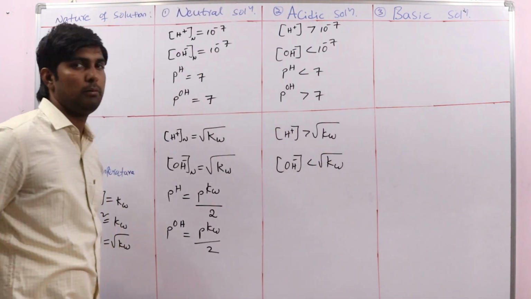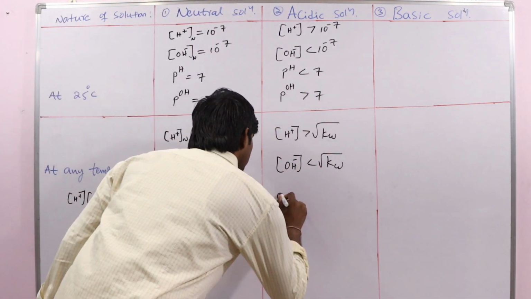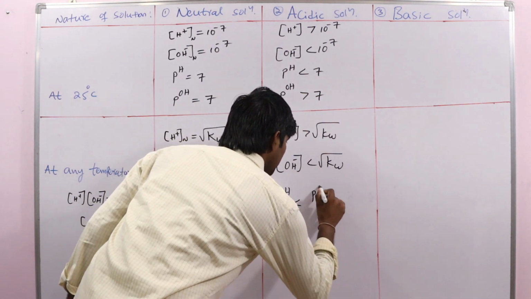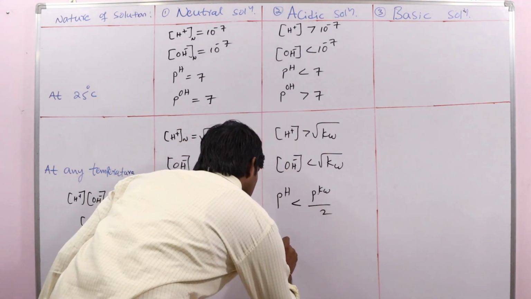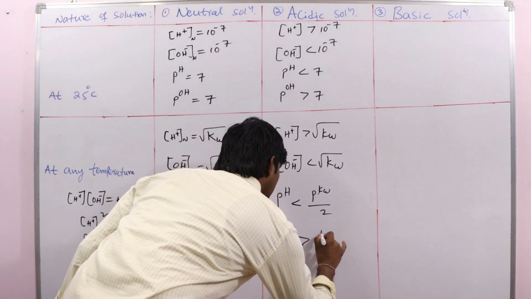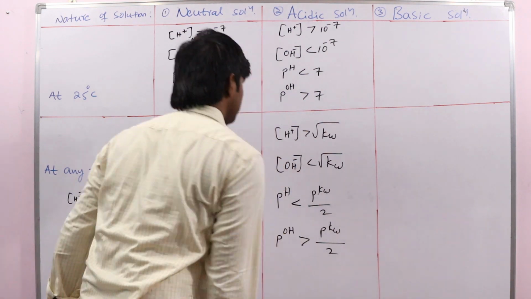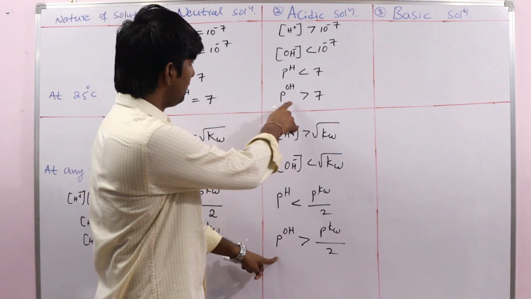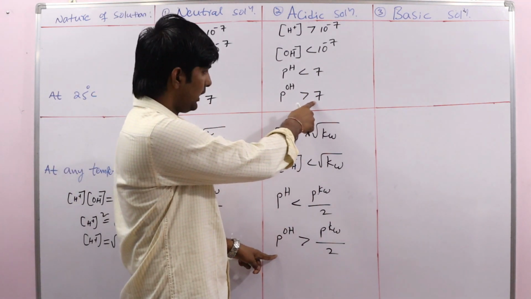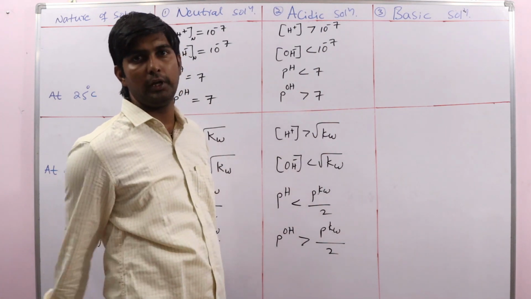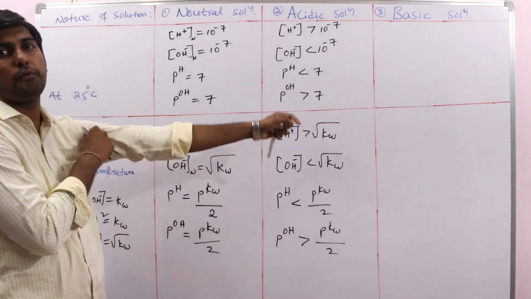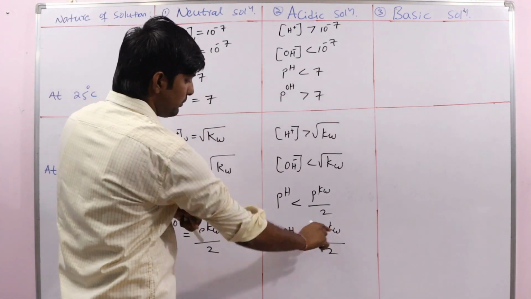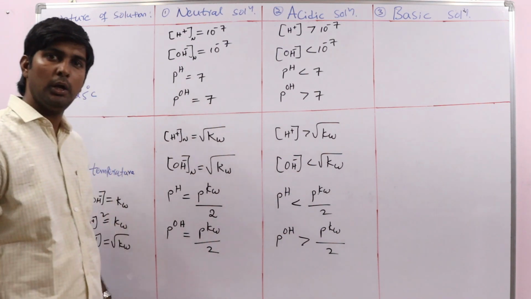So therefore pH is less than pKw by 2 and pOH is greater than pKw by 2. Okay, see here, pOH is greater than 7 at 25 degrees centigrade because pKw equals 14. Yes or no? So pOH is greater than 14 by 2, that is, greater than 7. In the same way, in the general case, pOH is greater than pKw by 2.